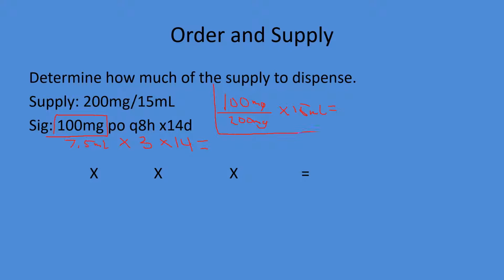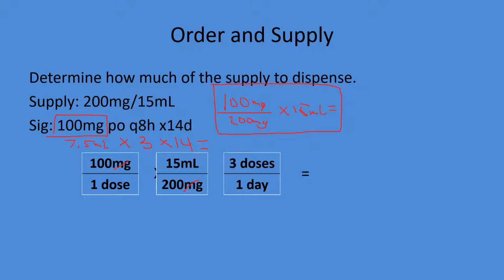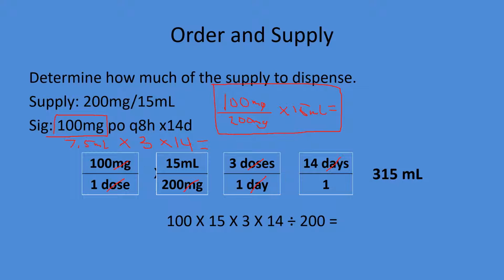So your first step is always order and supply. Second step, frequency per day, and then how many days. 7.5 times 3 times 14. Times 3 a day. Should come up with 315. So we'll work more on this in the hybrid B.